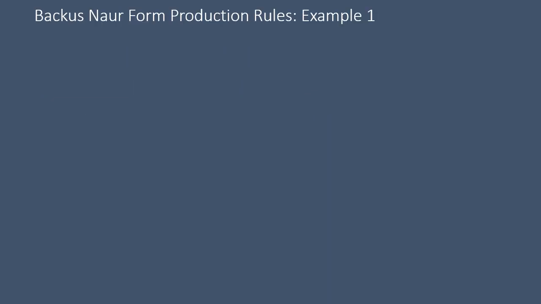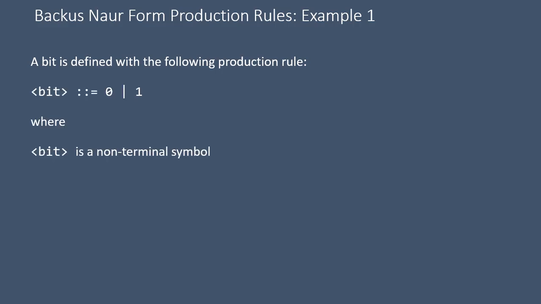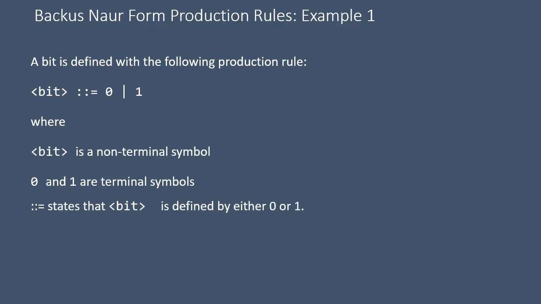Let's have a look at an example of a Backus-Naur form production rule. We can say that a bit is defined using the following production rule, where bit is our non-terminal symbol here, and our terminal symbols are 0 or 1, and we know they're terminal symbols because they don't have any chevrons either side of them. And we can have it such that a bit is defined by either 0 or 1.